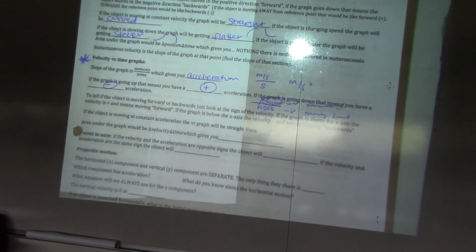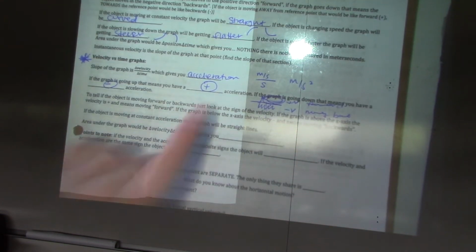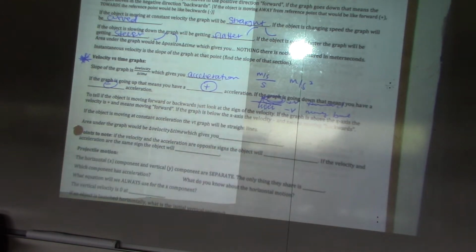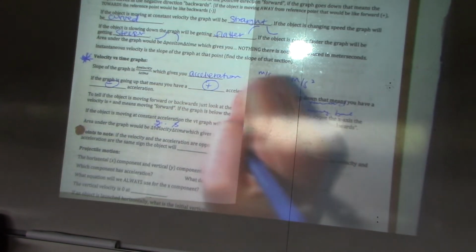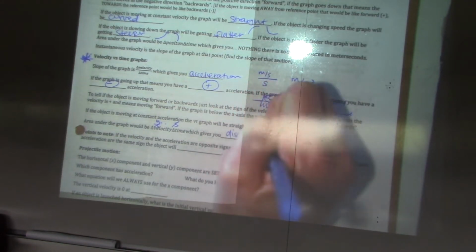If it is moving with a constant acceleration, then your velocity versus time graph should be straight lines. That is most of the case. Area here is super, super important. When you multiply velocity times time, that's meters per second times seconds. That cancels out, leaves me meters, which is your displacement, or your delta x.